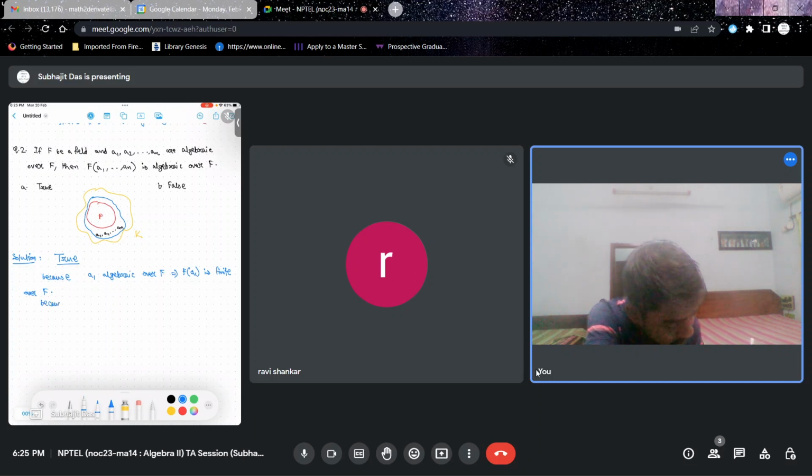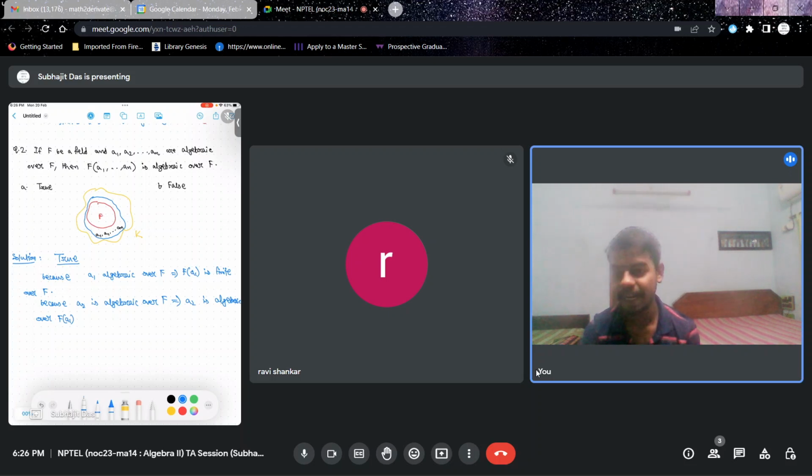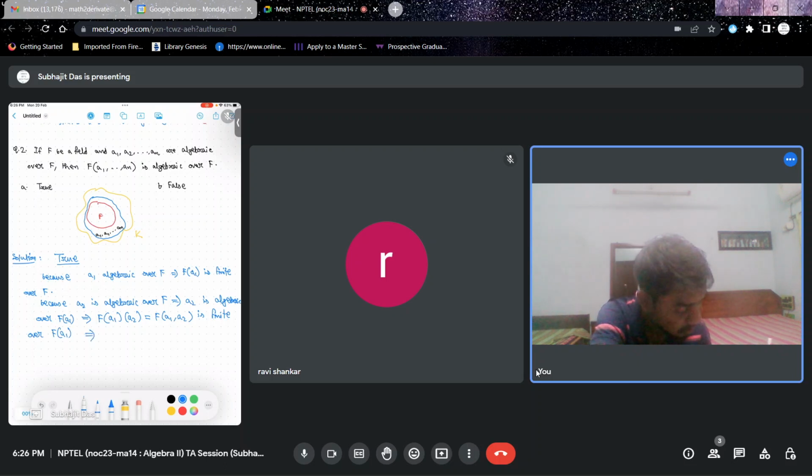And because A2 is algebraic over F, it implies that A2 is also algebraic over F(A1), right? If A2 satisfies a non-zero polynomial with coefficients in F, then A2 will also satisfy a non-zero polynomial with coefficients in F(A1), because F(A1) contains F. That's very trivial. And this therefore means that F adjoin A1 adjoin A2, which is just the same as F adjoin A1, A2, is finite over F(A1), which therefore means that F adjoin A1, A2 is finite.